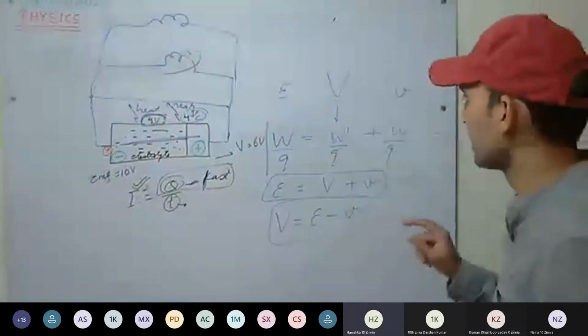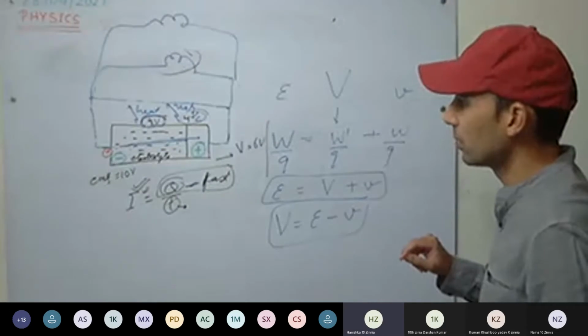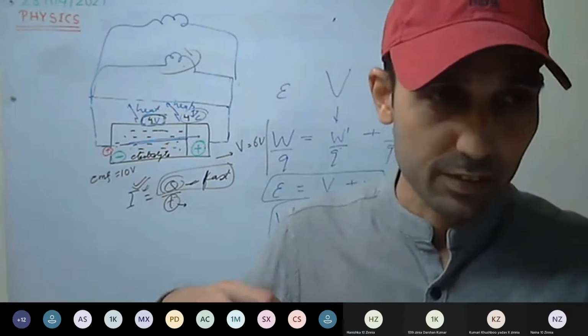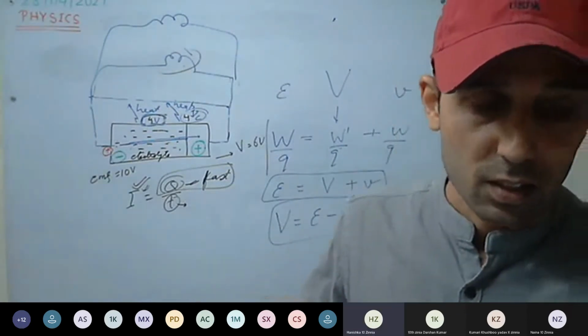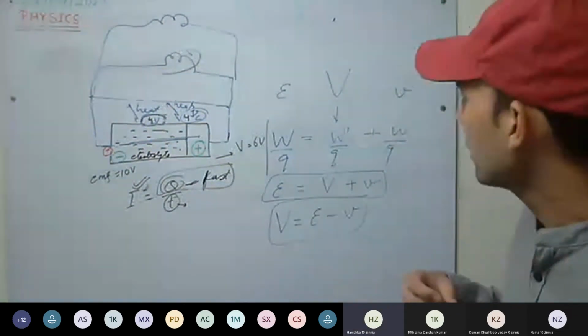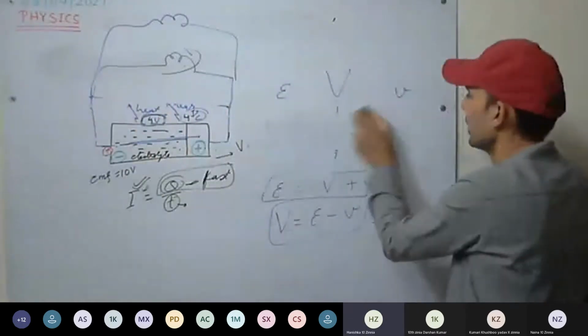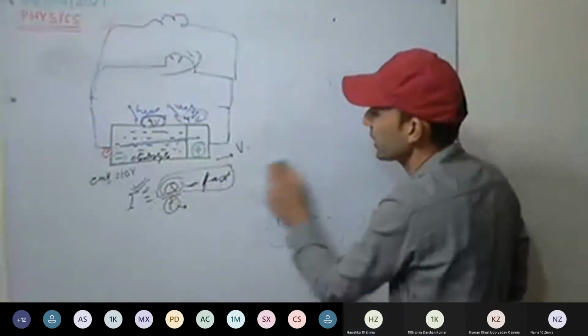Now what is the voltage drop over here? What is meant by voltage drop in this case? Okay, see here.